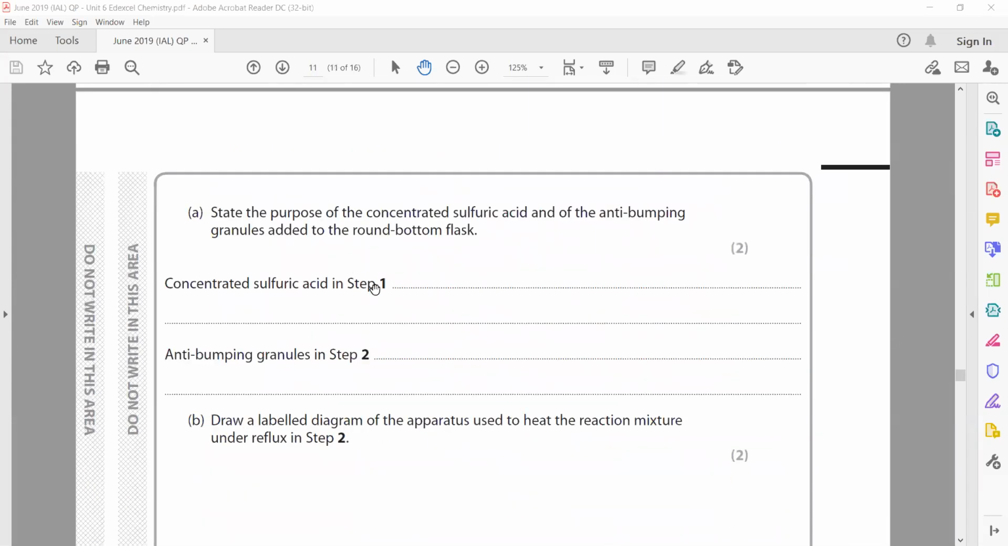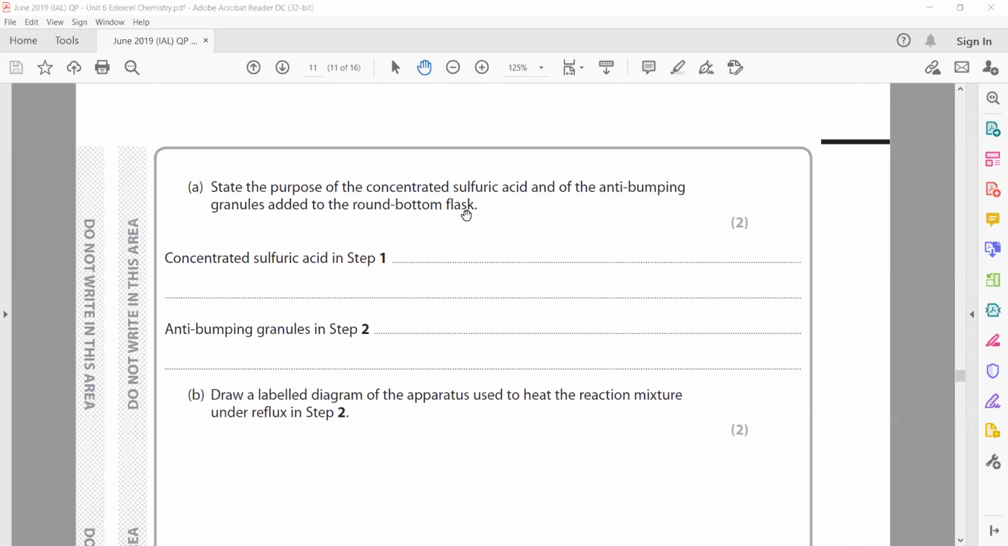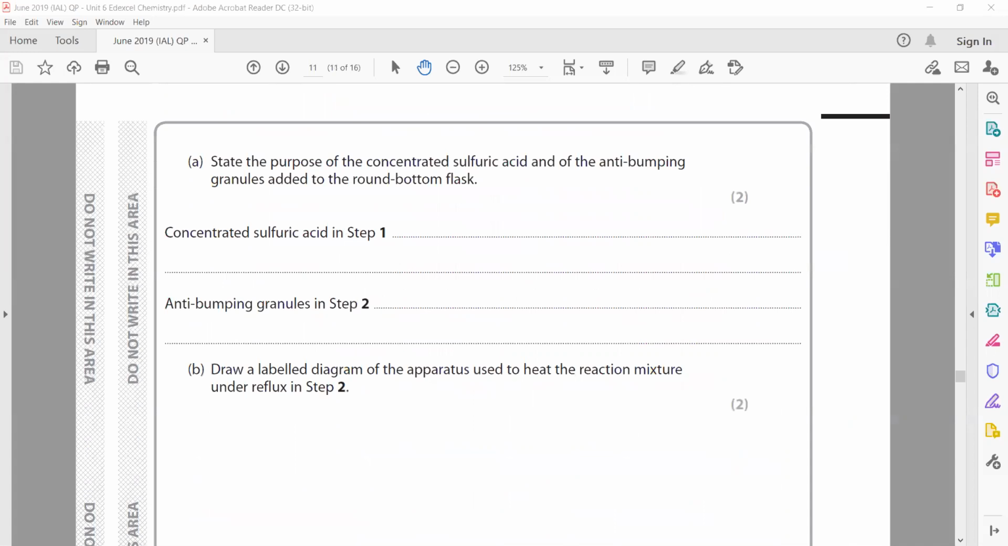The question is, state the purpose of concentrated sulfuric acid and anti-bumping granules added to a round bottom flask. So what is the reason why we are using anti-bumping granules and why we are using concentrated sulfuric acid? Sulfuric acid is a catalyst. It catalyzes the reaction and helps in the formation of the product.